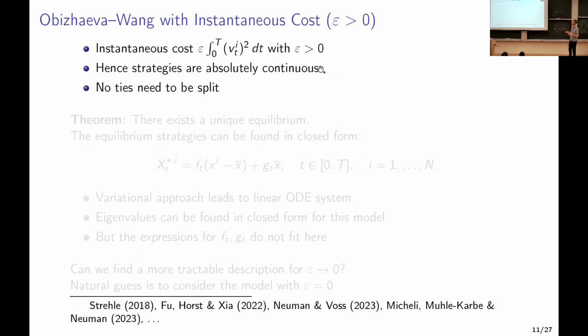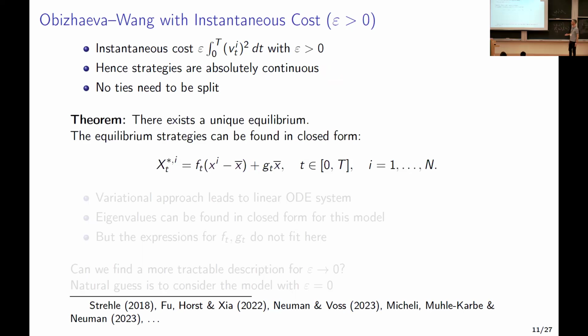So all the agents are trading in an absolutely continuous fashion. I don't have to talk about splitting ties because for the infinitesimal quantities, it doesn't really matter who is before the other one. Okay, so here's the theorem. There's a unique equilibrium, and it's in closed form. The form is like this. Basically, what matters is the inventory x_i, and the average inventory over all agents, x bar. There are time-dependent deterministic functions f_t and g_t that can be found in closed form, and they multiply it this way. So the f and g don't actually depend on the x_i's.